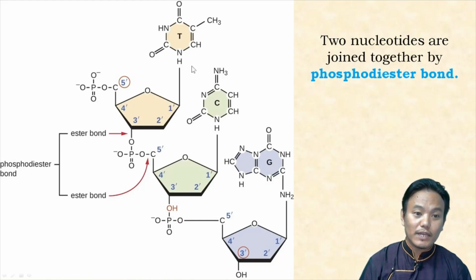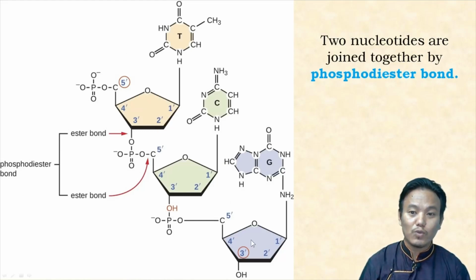In this particular diagram, in this particular picture, you can see there are three nucleotides. So two nucleotides are joined together by a bond called phosphodiester bond.